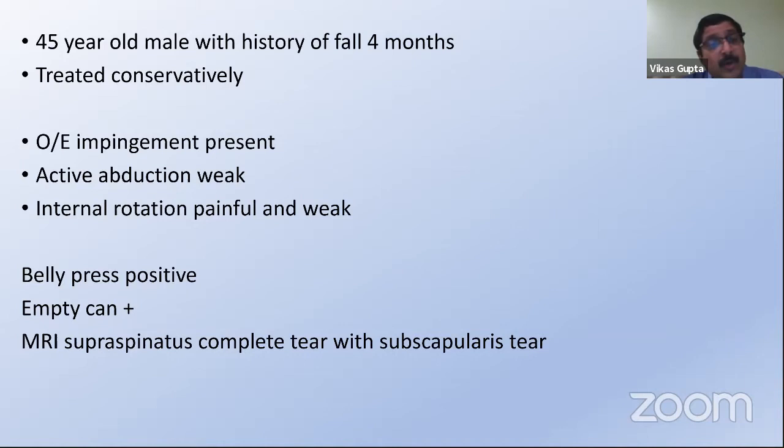I don't want to waste more time, so I'd like to come to the first case. The first case we are presenting is a 45-year-old male with a history of fall 4 months back. Initially, this patient was treated conservatively. On examination, impingement was present. Active abduction was weak. Internal rotation was painful and weak. Belly press sign was positive. MRI showed a complete supraspinatus tear and a subscapularis tear, and there was no fatty degeneration in the muscles. The muscles were good.